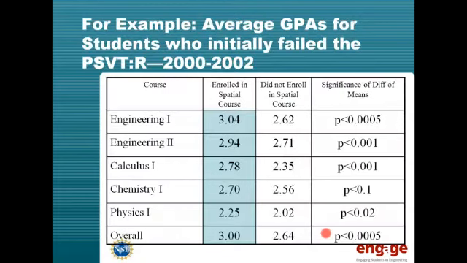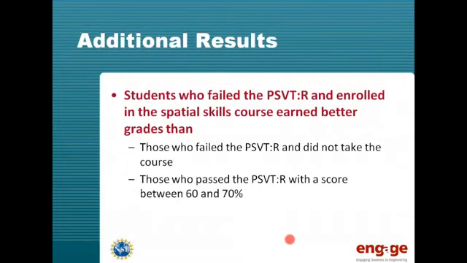So you can see from this data right here, these are the students who enrolled in the spatial skills course. These are the students who, again, failed the Purdue test but did not enroll in the spatial skills course. These are our students with weak spatial skills. They had a statistically higher grade in all of these courses, except chemistry is not so significant as the others. And they ended up with a higher GPA than the students who had weak spatial skills and didn't go through the intervention.